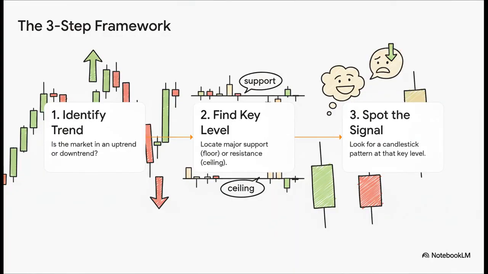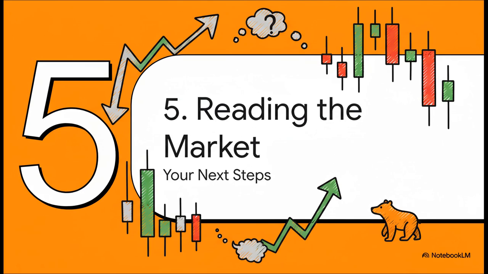And here's a really powerful way to use that context. It's a simple three-step framework. First, you identify the overall trend. Is the market generally moving up, or is it moving down? Second, you find a key price level, a support floor where the price tends to bounce up from, or a resistance ceiling where it often turns back down. And third, that's when you look for one of our candlestick signals, right at that key level. Believe me, a hammer pattern at a major support level is a way stronger signal than one just floating in the middle of nowhere.